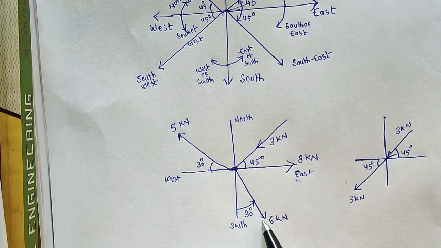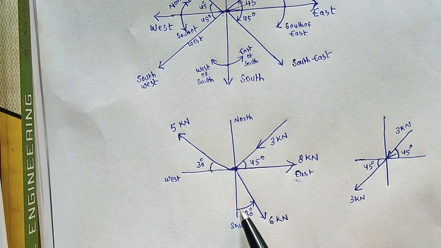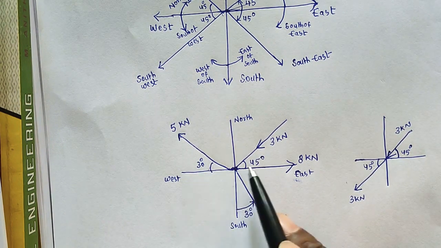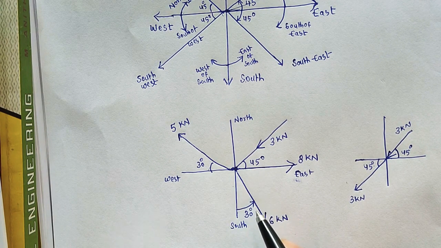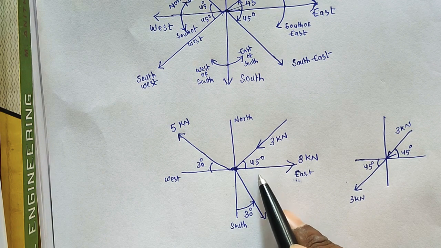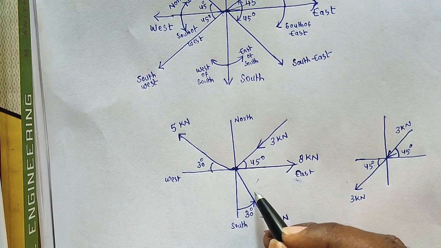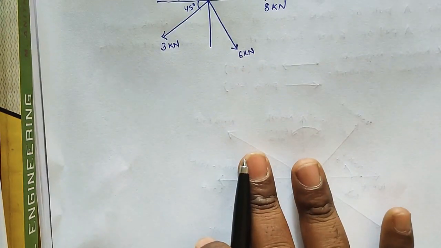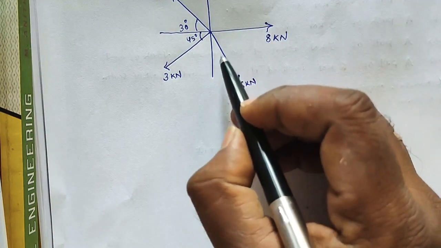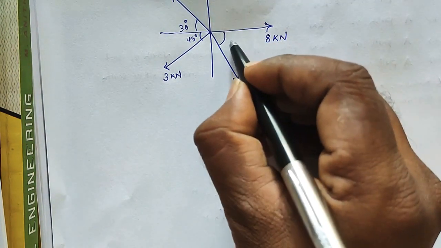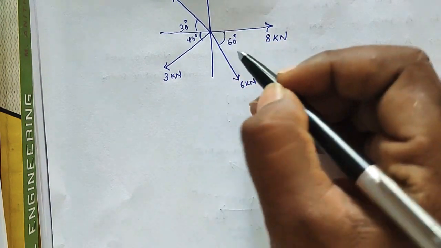In the problem, with the vertical line it is making an angle of 30 degrees, but all the remaining forces we are showing making an angle with the horizontal. So if the 6 kilonewton is making an angle of 30 degrees with the vertical, it is going to make an angle of 60 degrees with the horizontal. So if this is 30 degrees, this one will become 60 degrees. So here we are showing the 6 kilonewton is making an angle of 60 degrees with the horizontal.